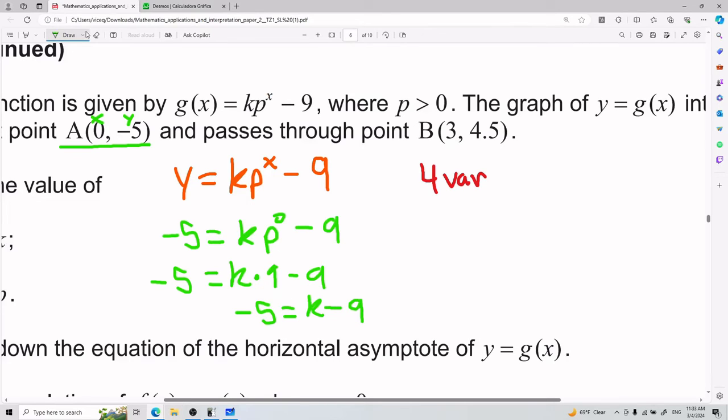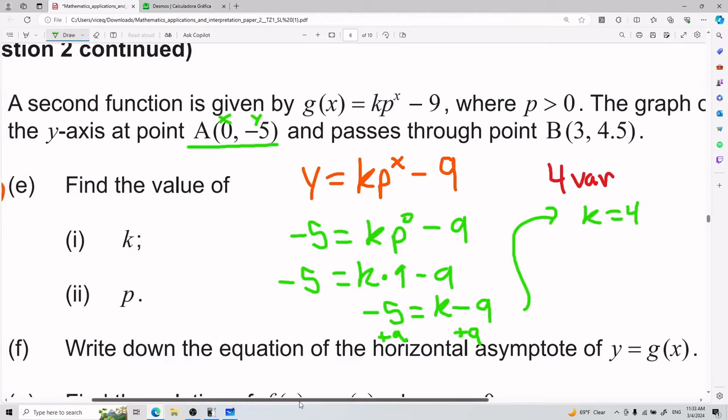Ladies and gentlemen, I just went from 4 variables to 1, which is amazing, because now I can solve for k, and I end up with, well, plus 9, k has to equal 4. So notice how the intuition is, okay, you have a lot of variables, how can you get rid of some of them? Usually just by plugging in some points, it is something that you can figure out.